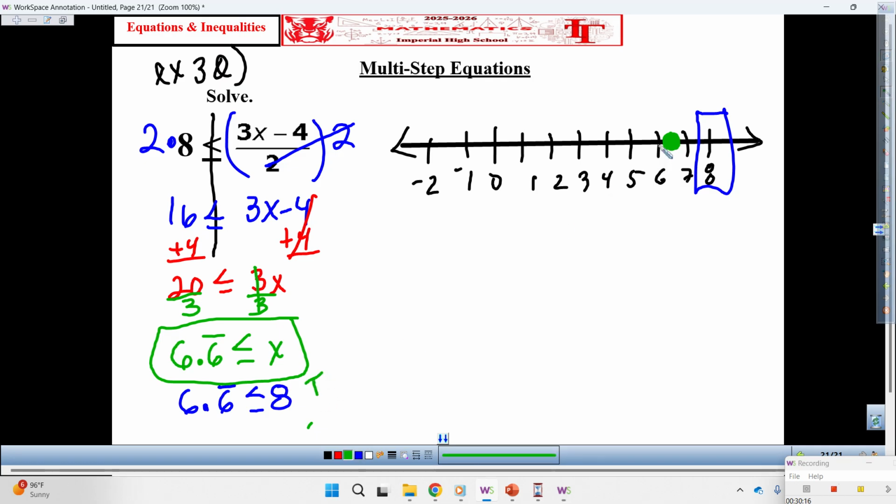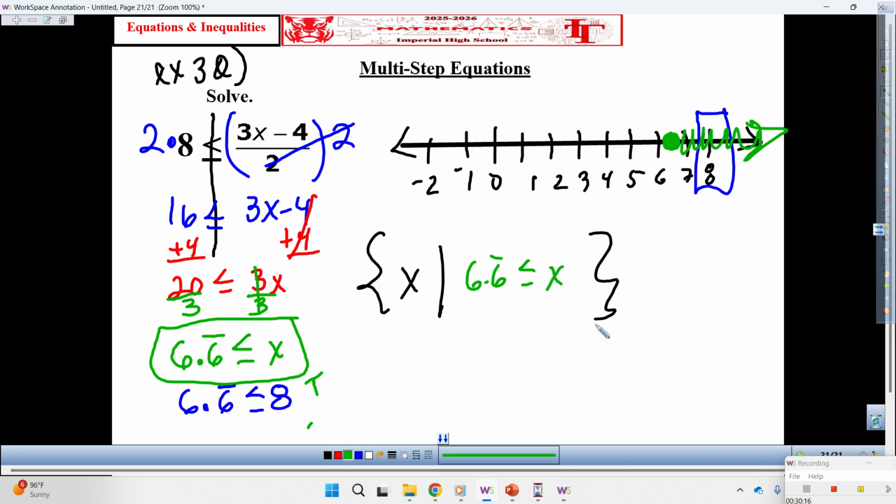That means I'm going to shade towards that. And then our bracket, solution set of x such that, and what was our solution? 6.6 repeating is less than or equal to x. From 1 to 5, where are we at? Okay. Send that in, please.